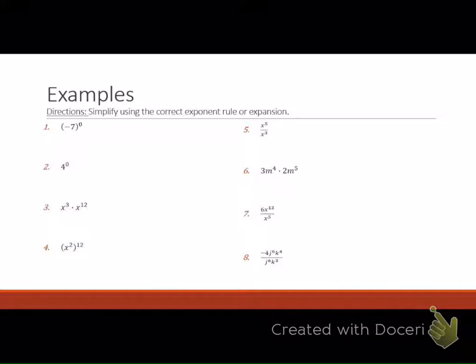So I'm just going to go around the room. What rule is this one, Hannah? 0 power. And what does the 0 power rule tell us? Hannah, still you. I'm just going to keep talking to you for now. So anything to the 0 power is 1. So what's negative 7 to the 0 power? 1. Very good.